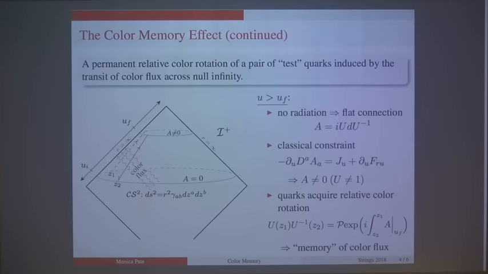This is the origin behind the name memory effect, in the sense that the connection remembers the color flux even after it has already passed. And finally, the relative colors of the quarks are sensitive to this change in flat connection. Namely, at this late time, if you parallel transport quark 2 to quark 1 to compare their colors, you find they are no longer in a color singlet, but rather are related by a relative color rotation, which is determined by the final non-vanishing flat connection.